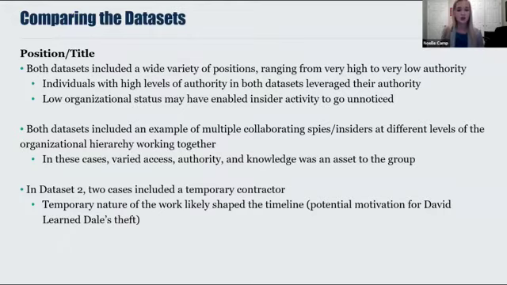In dataset two, some of the cases involved a temporary contractor, which was an interesting minor trend that we observed. The temporary nature of the work likely shaped the timeline in both of these cases, as the individuals necessarily had to commit the malicious act prior to the end of their contract. It also provided a potential motivation for the Leonid Dale theft, as he was depressed over the upcoming end of his contract and the fact that he would be out of a job.